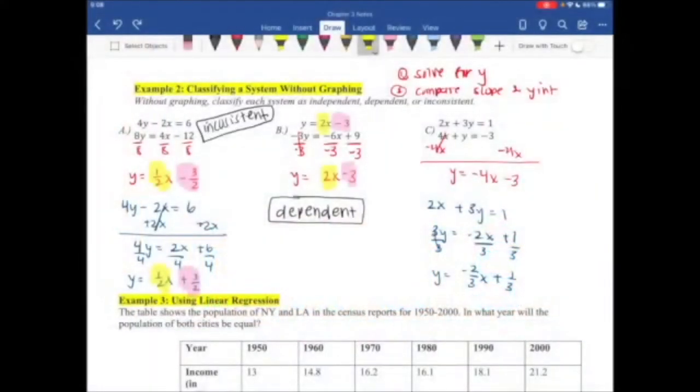All right, here we have our two equations solved for y. The first one has a slope of -4, the second one a slope of -2/3. At this point, we don't even have to compare the y-intercepts because they are different slopes, which tells us that this is an independent system.